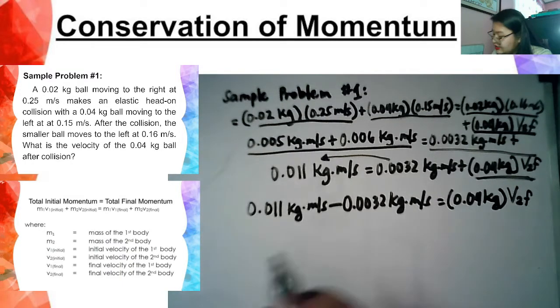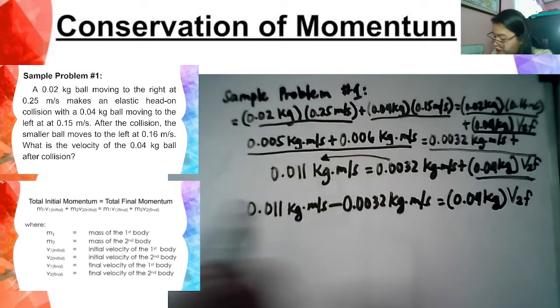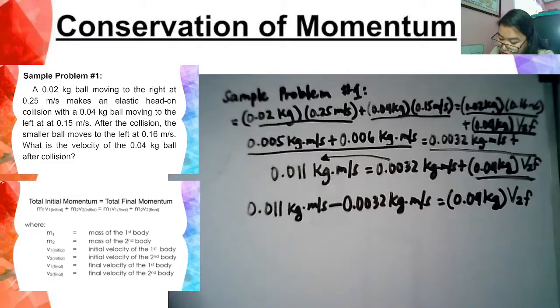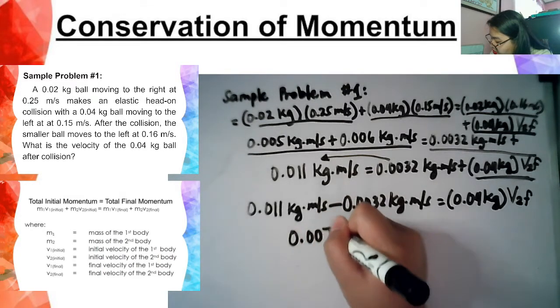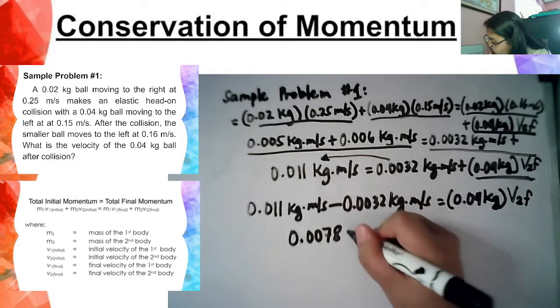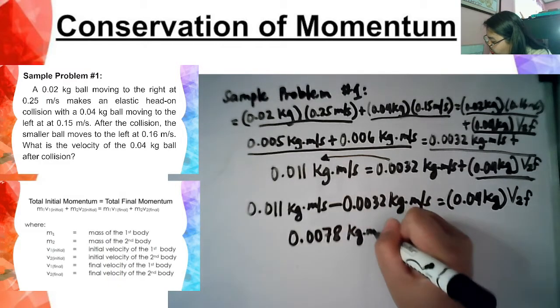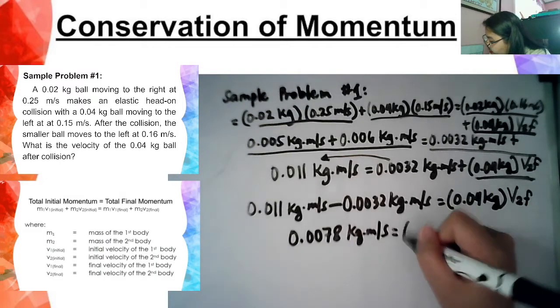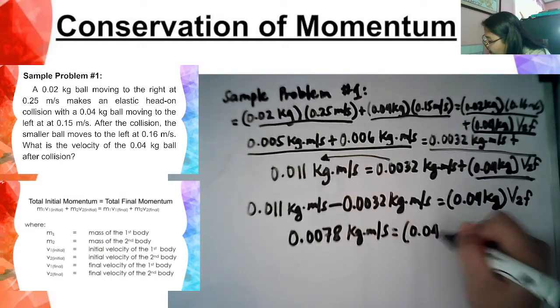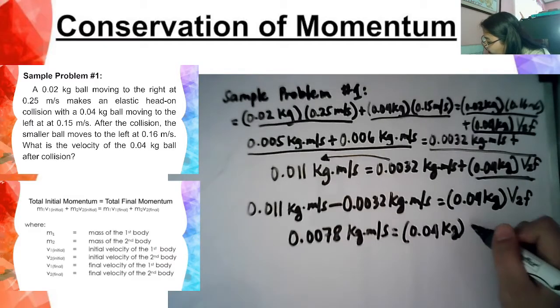Okay? So, next step na po ngayon, i-subtract muna natin to. So, you have 0.011 minus 0.0032. So, you will get 0.0078 kilogram meter per second. So, equal to, kopyahin nyo lang to ulit, 0.04 kilogram times V2 final.